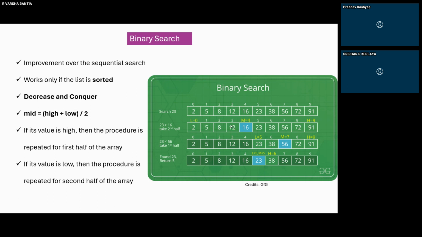In this binary search, you need to remember only one formula. That is, mid is equal to highest index plus lowest index divided by 2. That is, we'll find the middle of the array.